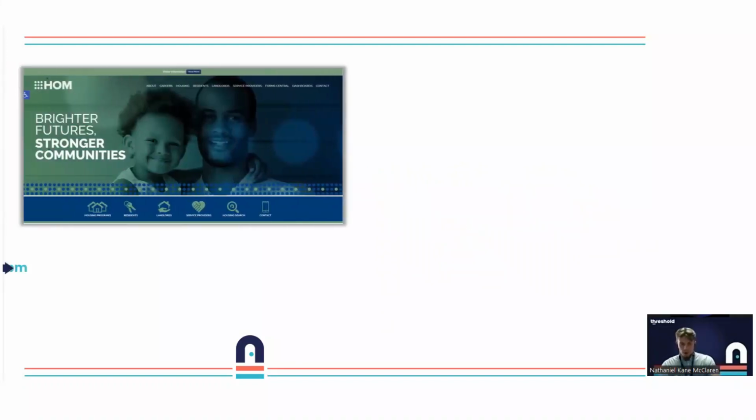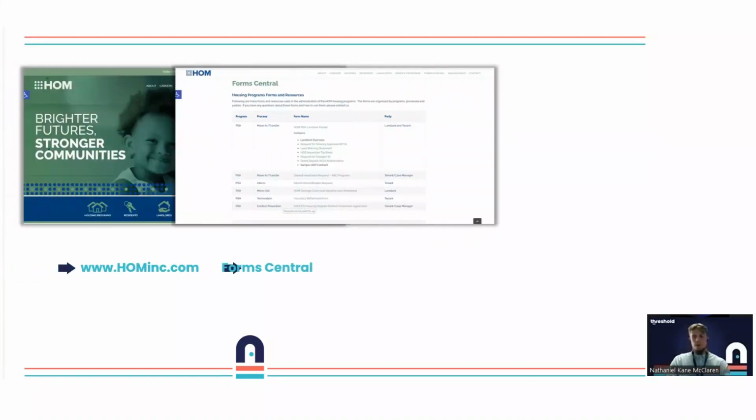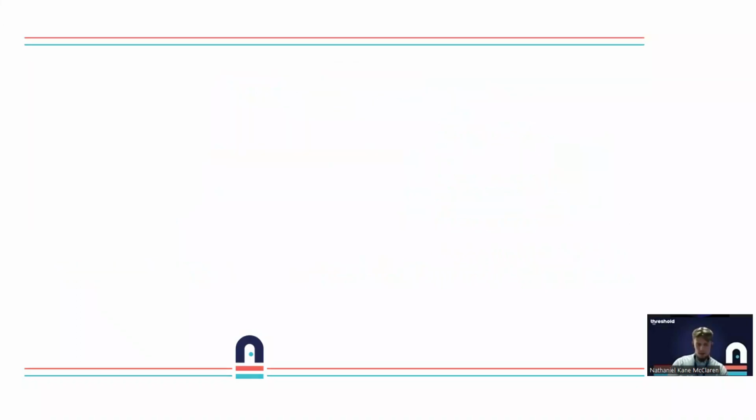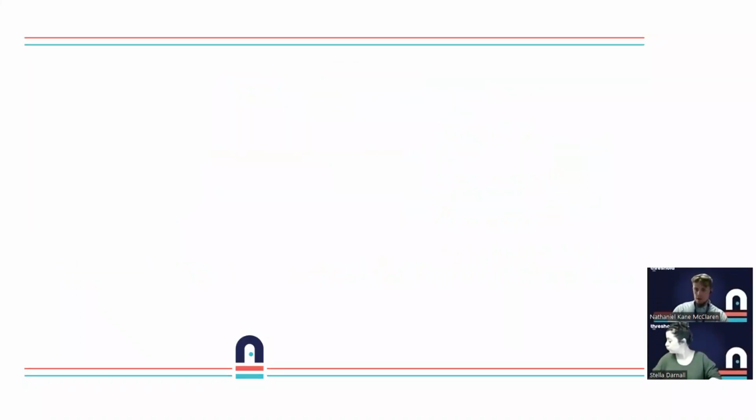So essentially, you're going to want to go to homeinc.com. From there, there's a drop down for Form Central, where you're going to find a landlord section with the PSH and the rapid rehousing. You'll find the landlord packet under that display. And then I will pass it along at this point to Stella, to go over the beginning of the request for tenancy approval, and I'll let her take it from there.